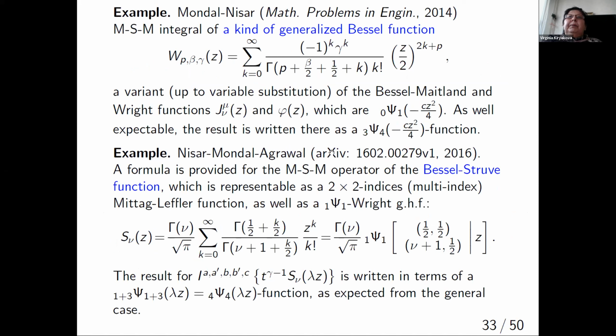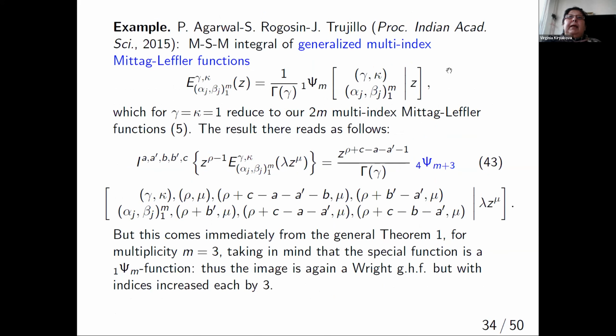Here are the examples of the so-called generalized Bessel functions, Bessel-Struve functions, and so on. All these are presented as Wright functions, P psi q, and then the result can be applied. The same goes for generalized multi-index Mittag-Leffler functions by Agarwal, Rogosin, Trujillo. And again, we have the predicted result as written in 43.